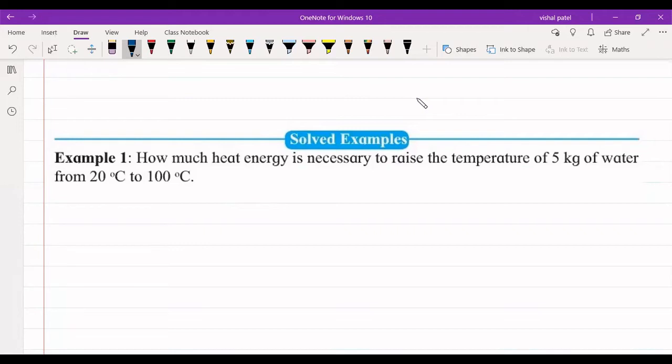How much heat is necessary to raise the temperature of 5 kg water? Raise the temperature. Students, there is no need to read further. When they say raise the temperature, okay, so see what I'm writing. I'm writing mass as 5 kg.